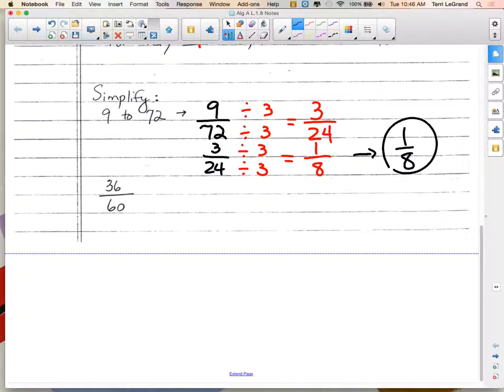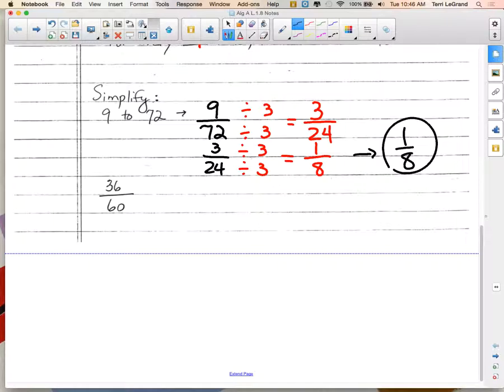So 9 of something compared to 72 of something is the same as 1 of something compared to 8 of something. They really are the same thing. We can break it into smaller terms.